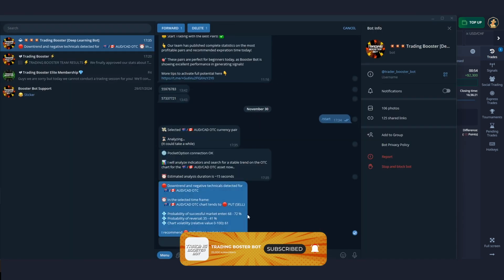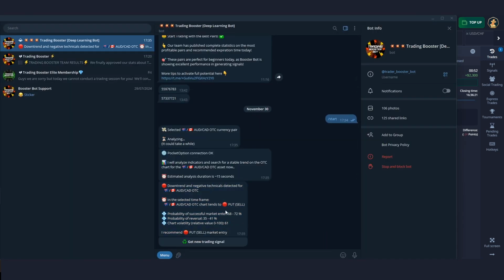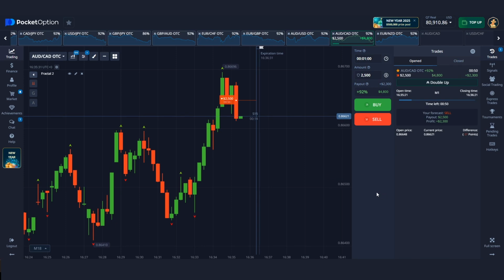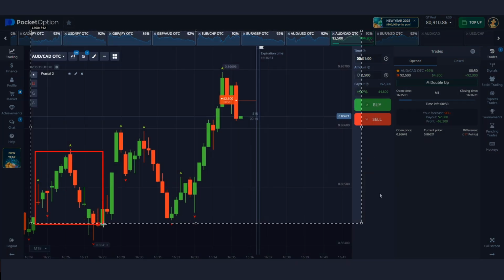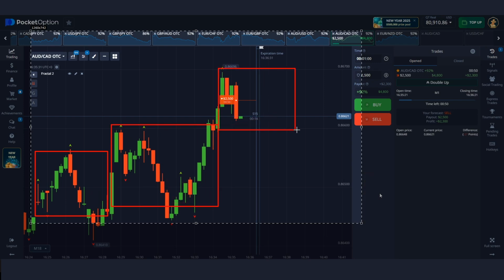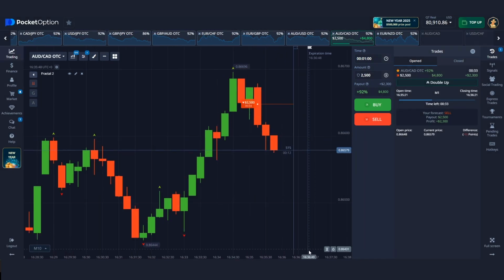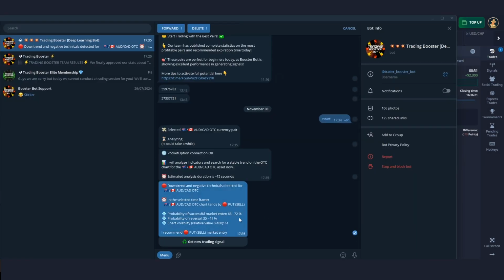What are these percentages responsible for? Because the whole OTC market is made up of patterns. For example, we could see here was one pattern, there's a second pattern, and now there's a third pattern coming in. And the more confident this pattern is, the more confident BoosterBot will be in it, the more percentages it will give you on the trade.